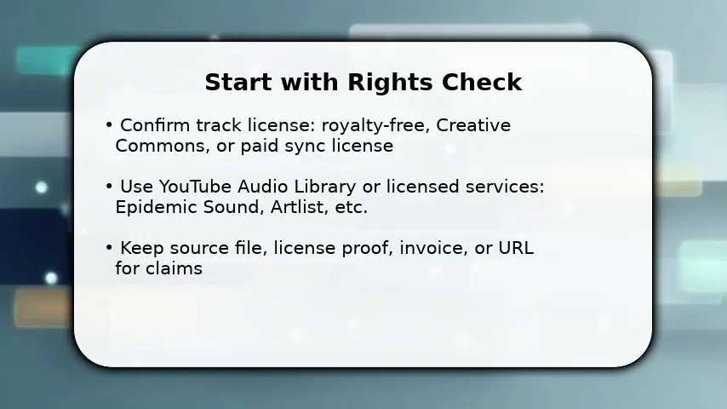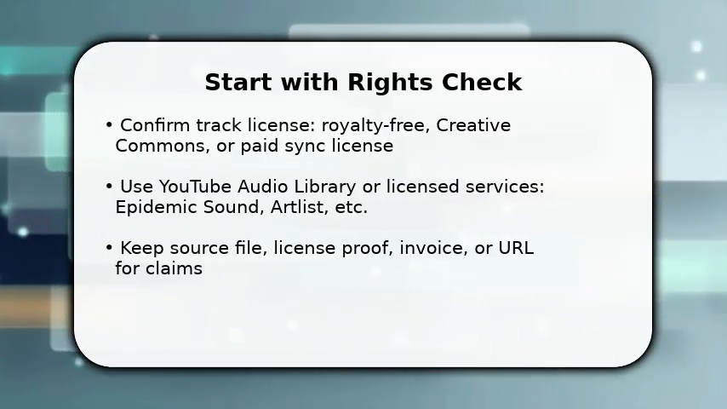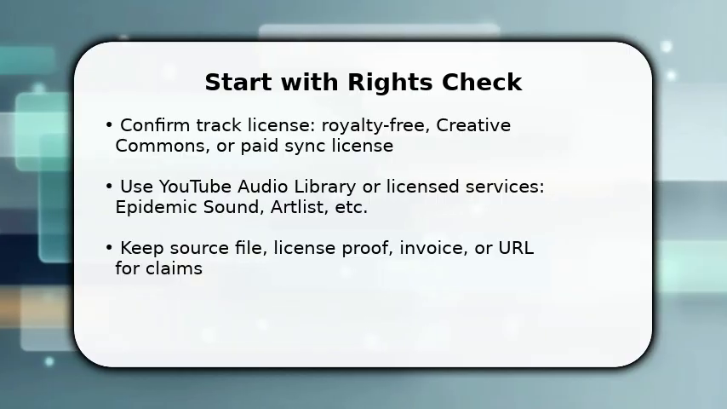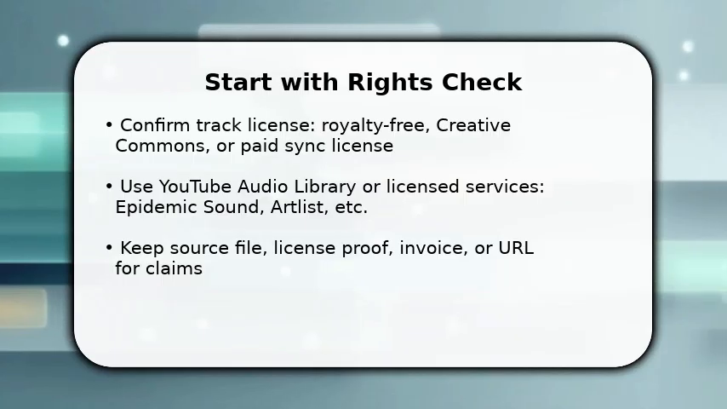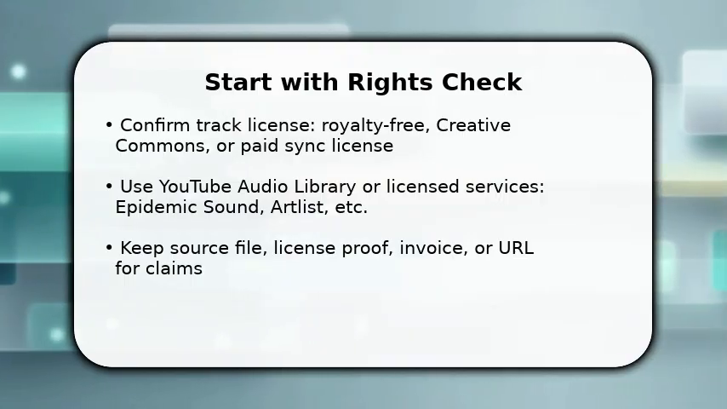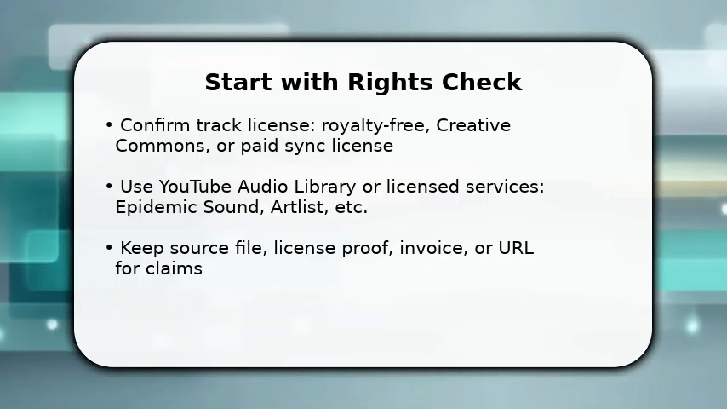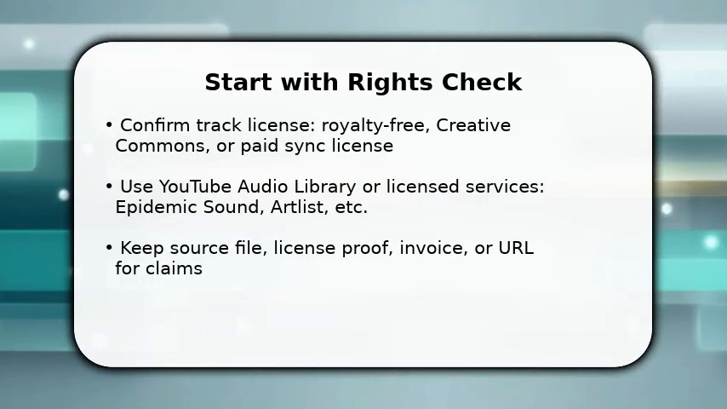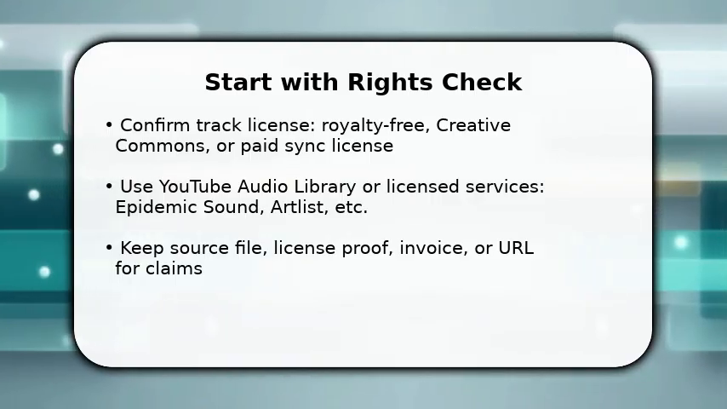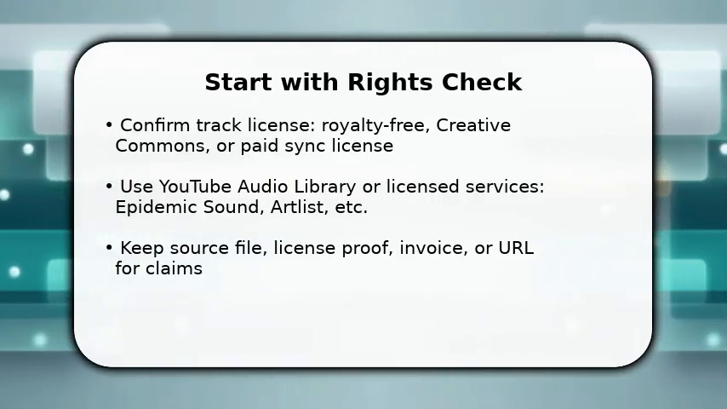You begin by verifying permission to use the music. This is the core. Check whether the track is royalty-free, Creative Commons, or requires a paid sync license, and note restrictions like non-commercial use or attribution. Once you have the file, download the exact version you will use and save the license proof or invoice. Make sure to register the track details in your project notes so you can answer disputes quickly. That documentation prevents strikes and demonetization later.